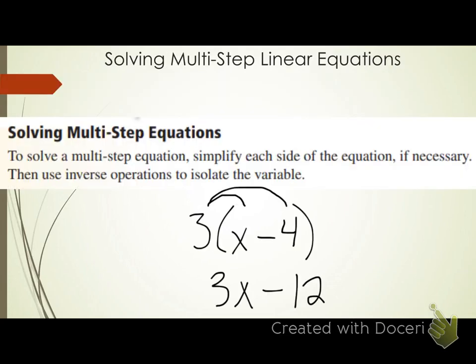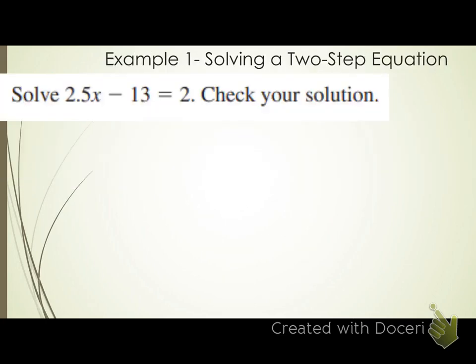If you feel unsure about your answer, you can go ahead and check it as well. Okay, based on this slide, what's the first thing I need to do? What's the first sentence tell me to do? Simplify each side of the equation if necessary. Let's see if either side can be simplified. The left-hand side of the equation, 2.5x minus 13, is there anything I can do to simplify that? Are there any like terms that I can combine?